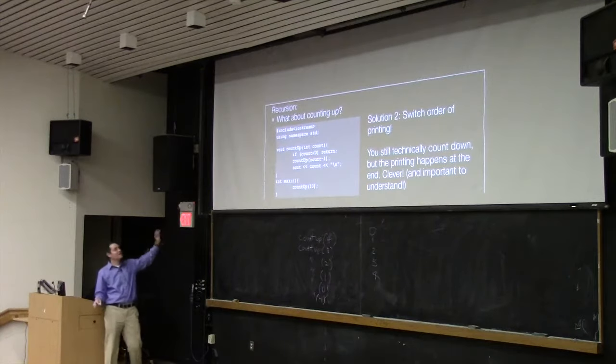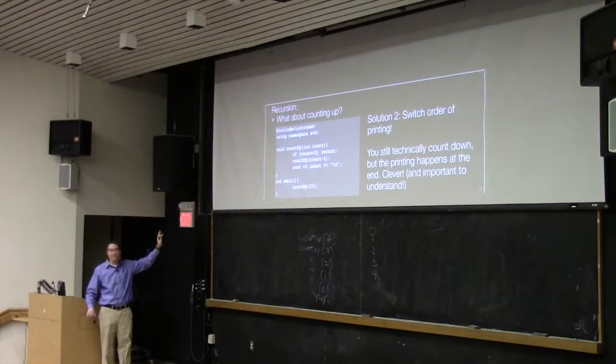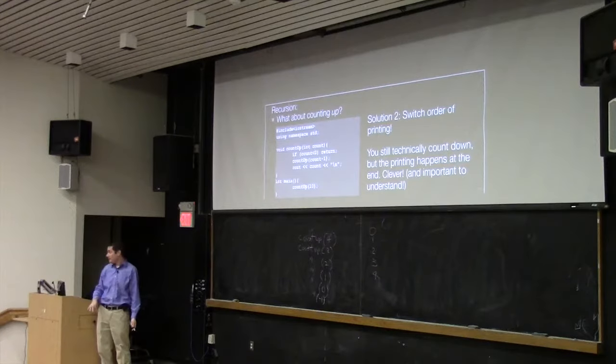OK, does everybody get what we did here? Now, this is sneaky, right? It's a little sneaky, but it demonstrates the point of what's happening in recursive functions. OK, the idea that after you call a recursive function, you can still do other stuff, right? But it happens all the way at the end, because everybody else calls functions, and then it returns back again.